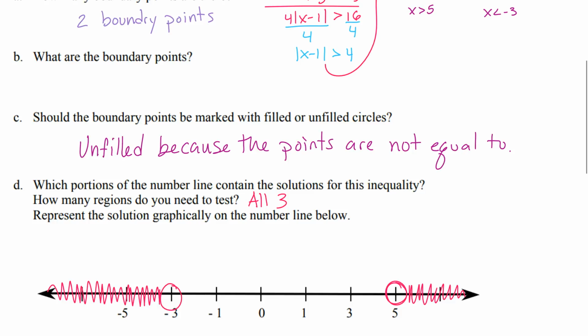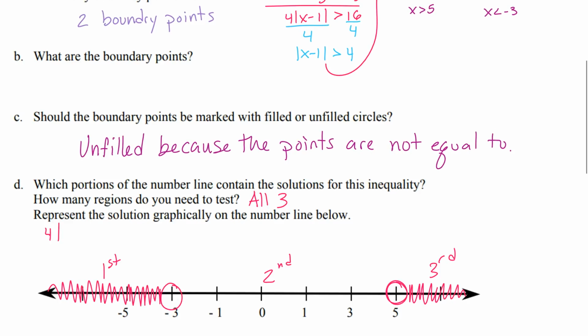Yes, Grace? I want to know what the regions are. Oh, I'm so sorry. Okay, this is your first region. This is your second region. And this is your third, right? We have shaded on the left-hand side of the boundary point. We don't have shaded between them. And we have shaded on the right-hand side. So there are 3 regions, to the left, to the right, and between. So how you test it is you pull any number from this first region. So somebody give me a number. -7. Okay, we can do -7.